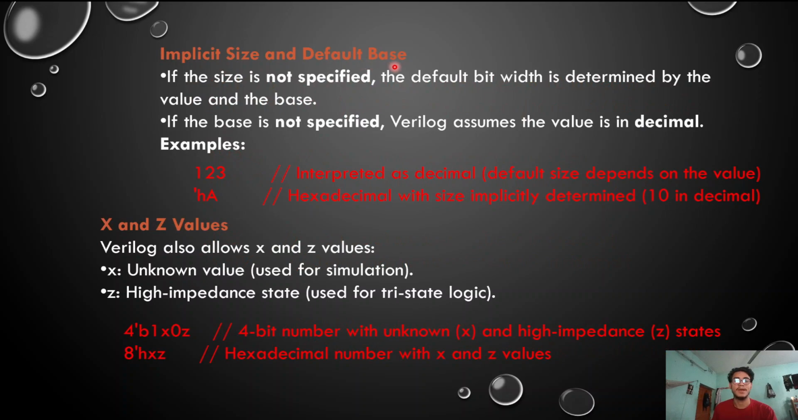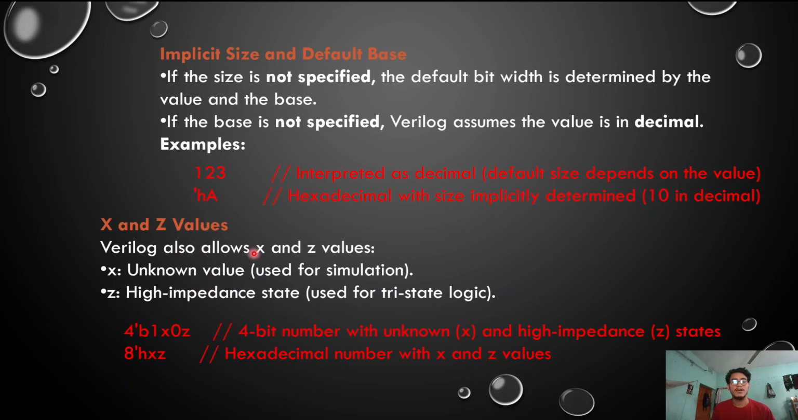Implicit size and default base. If the size is not specified, the default bit width is determined by the value and the base. If the base is not specified, Verilog assumes the value is in decimal. For example, if you write in Verilog code 123, the compiler interprets this number as decimal. If you write 'hA, Verilog will infer the size implicitly.